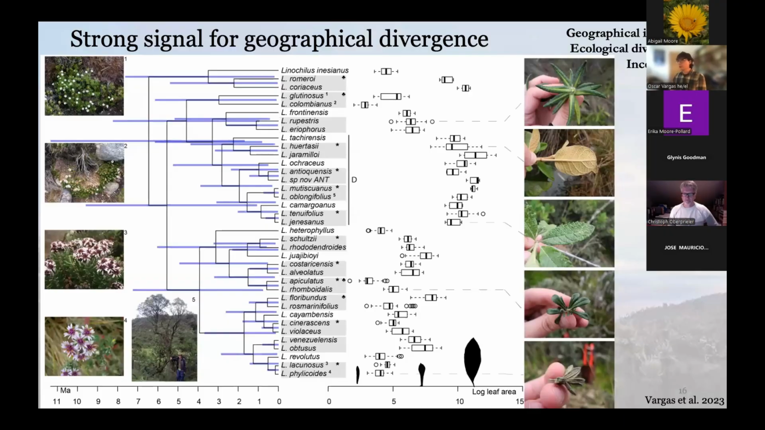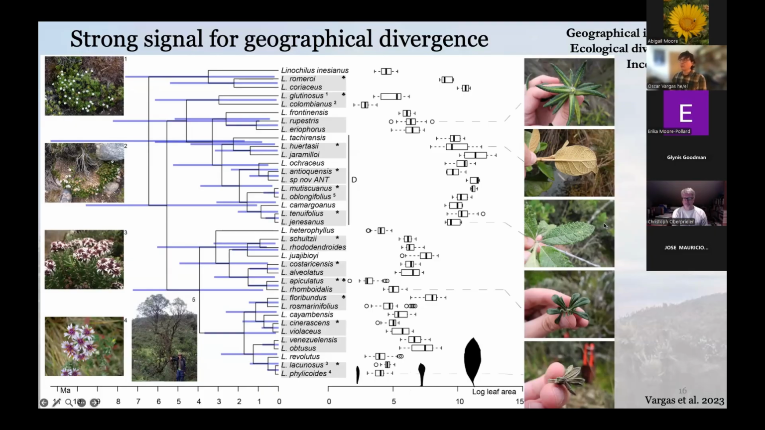So I'm going to show you two slides with results. This is the first one. This is the phylogeny of just Linochilus, which has been calibrated to time. There is a lot of information here, but what I want you to focus on is this part of the figure, where I have plotted the box plots of the areas of the leaves. The leaves that are really small and linear are going to be in this area. This is also microphyllous leaves, but a little bit larger. And then the largest leaves that we can find in the genus look sort of like this.